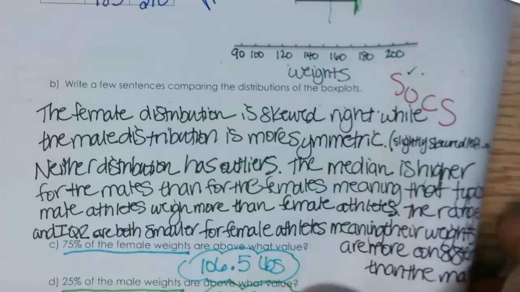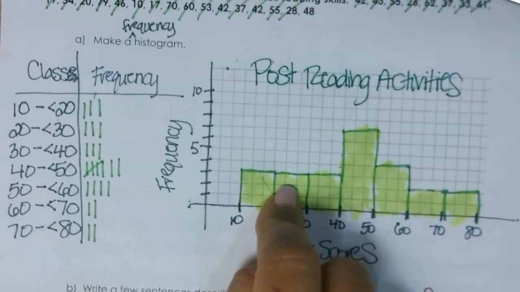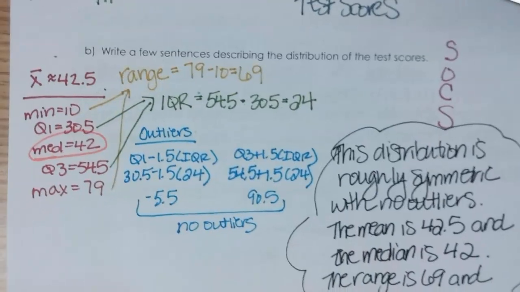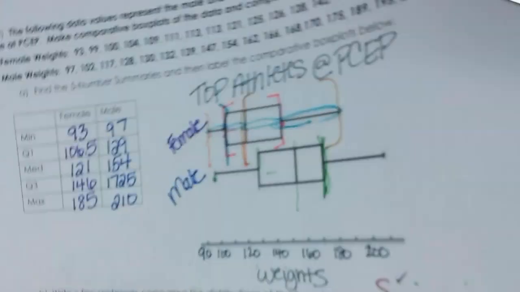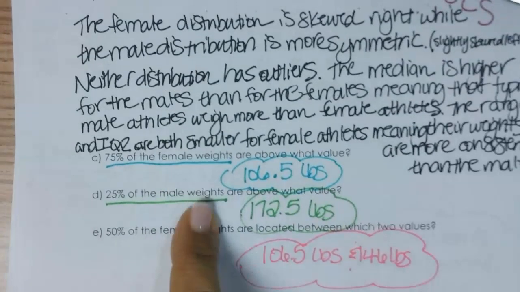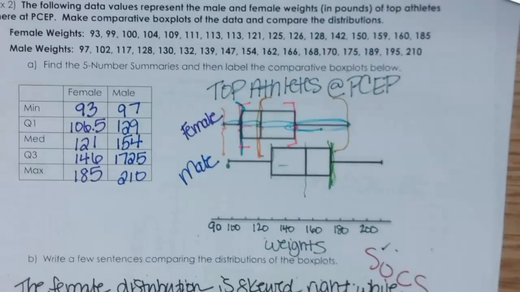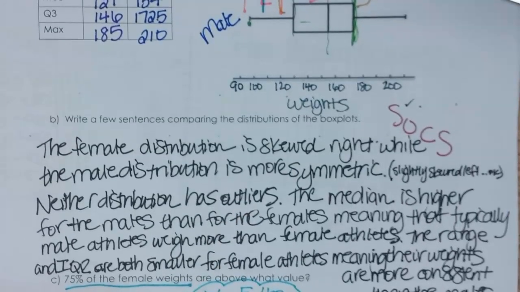So this is just a little review of everything that we've done. 1A was topic 1 on histograms. 1B was topic 3 on describing distributions. 2A, C, D, and E were topic 2 on boxplots, and 2B was on comparing distributions.